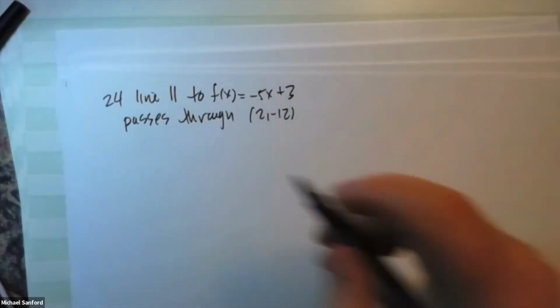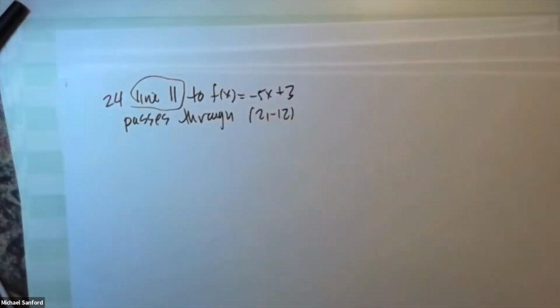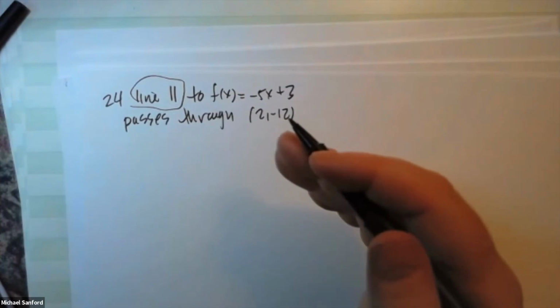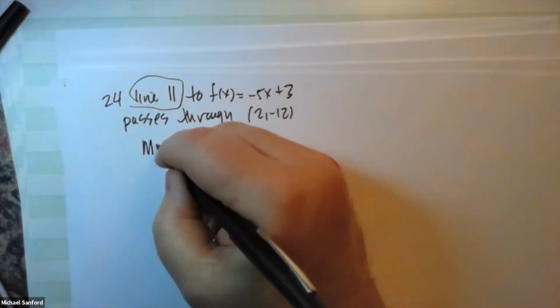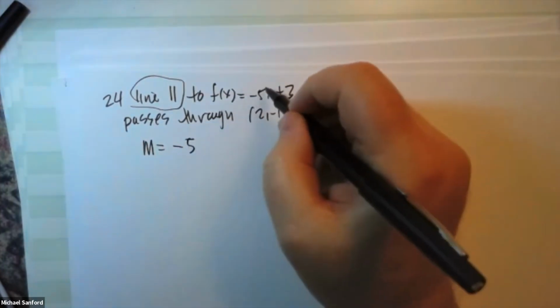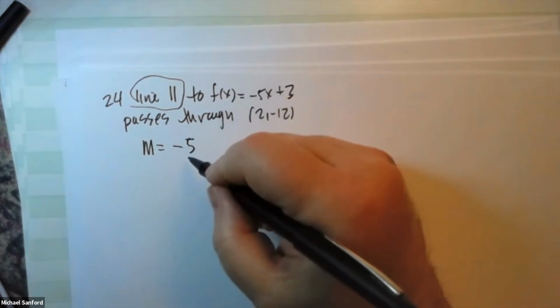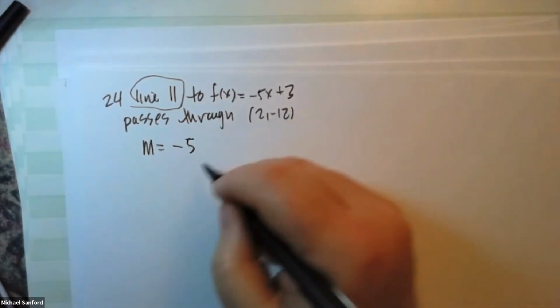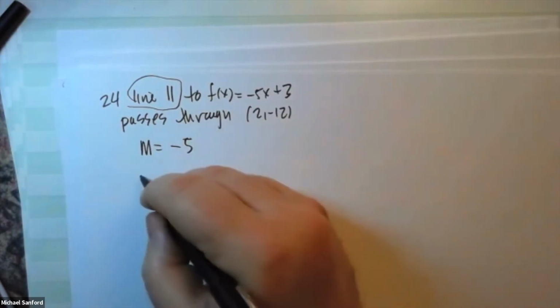All right, so again, all this is telling us something about the slope of our answer, right? So parallel lines have the same slope. So my solution should have a slope of -5, because this has a -5. Now it passes through that point. So now I just have to plug it in.